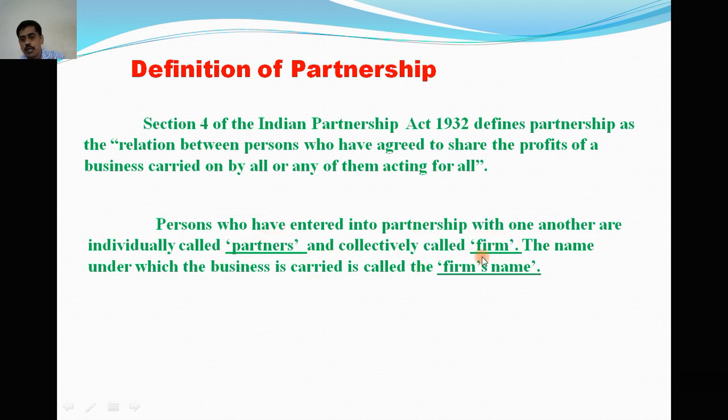The persons who have entered into partnership with one another are individually called partners and collectively they are called partnership firm, and the name under which they carry on business is called the firm name. That's about the meaning and definition of partnership.